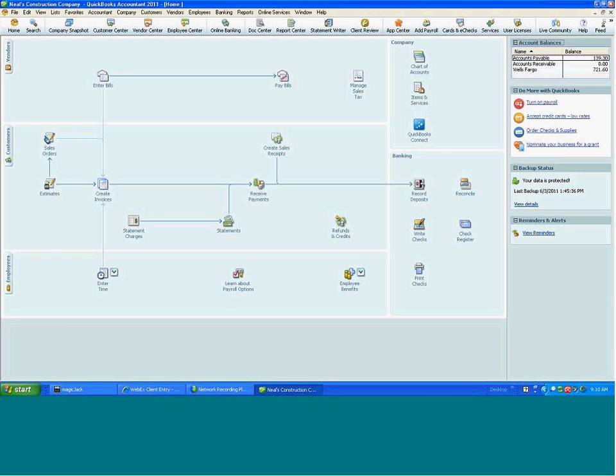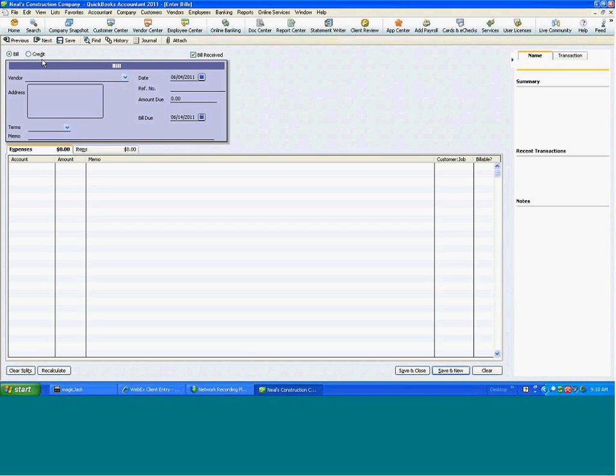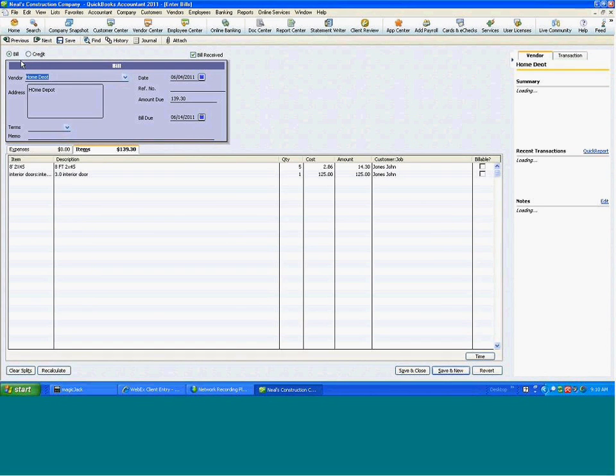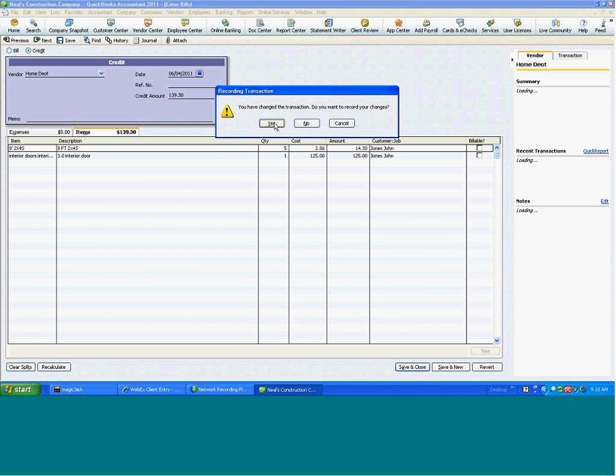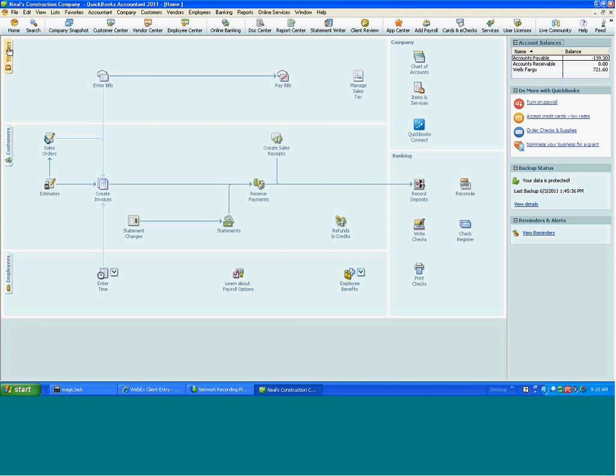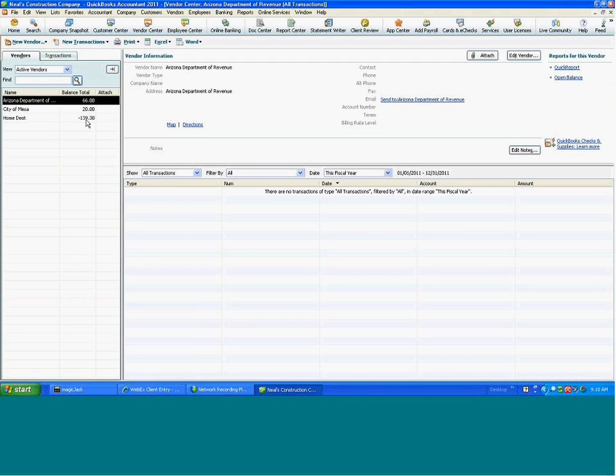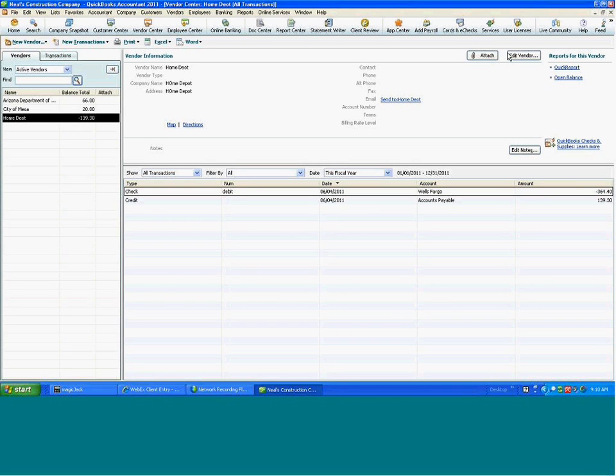Now, if I look at Home Depot, I'm showing that I've got, okay, I made a mistake here. I've got to go back. That should have been a credit. My mistake. This was a credit. I have to click on that there. Now if I look at Home Depot, I've got the minus for that transaction.